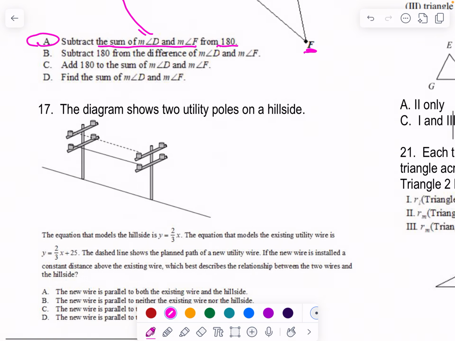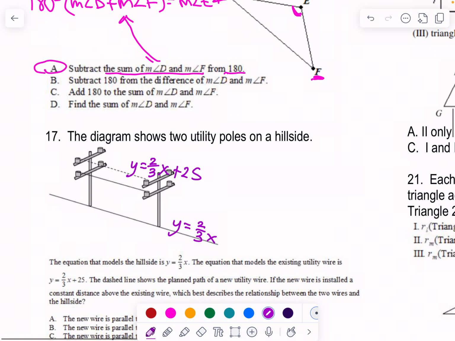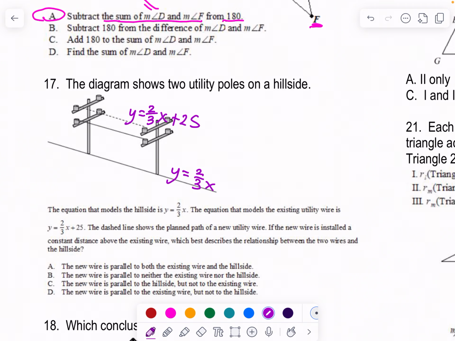Okay, number 17. The diagram shows the hillside, and the slope of the hillside has the equation y equals 2/3 x. And then the wire is y equals 2/3 x plus 25. If a new wire were installed at a constant distance above the existing wire, which best describes the relationship between the two wires and the hillside?